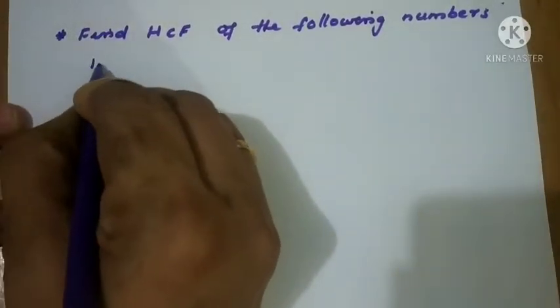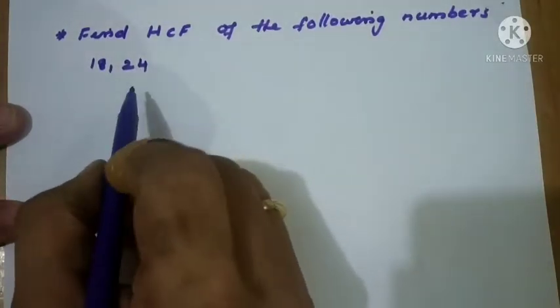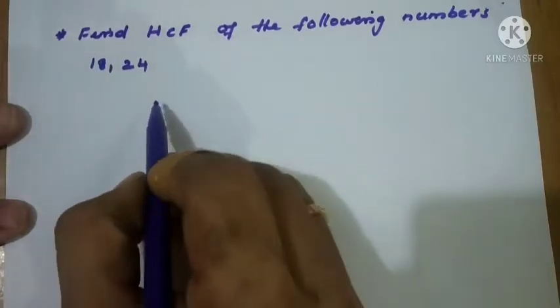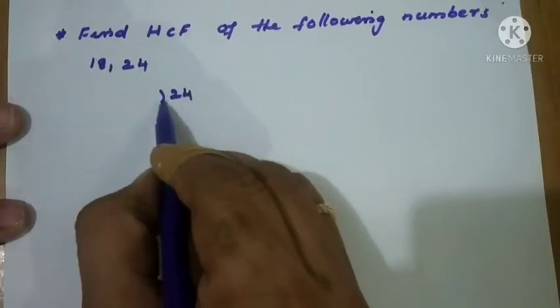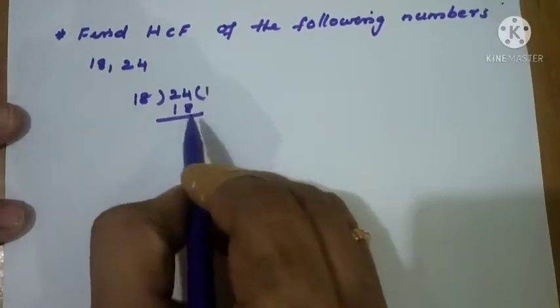Find the HCF of the following numbers. Let us take 18 and 24. When we have to find the HCF of 18 and 24, we will go for the division method, which means we take the greater number, 24, and divide it by 18. How many times? One time. So what is the balance?